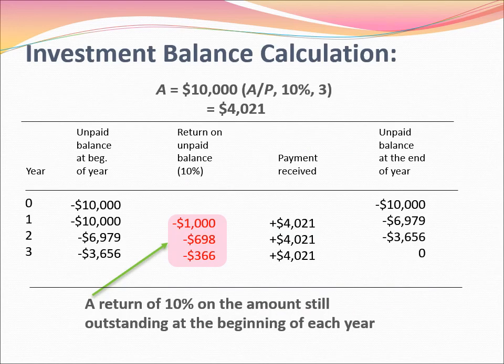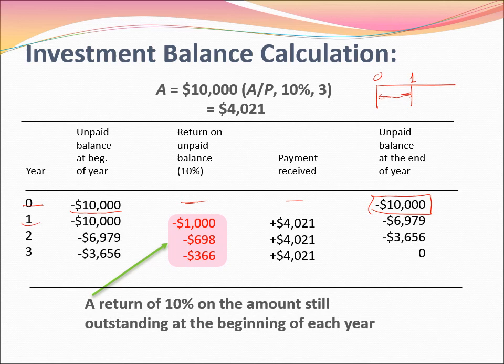If we look in more detail at what is actually going on in this investment, we can prepare this table. At year 0, the bank lends this money, $10,000. In this year, there is no payment received and there is no return because it is just the beginning. So at the end of the year, the unpaid balance is 10,000. This is from the beginning of the year to the end of the year, and we are considering this in row 1.